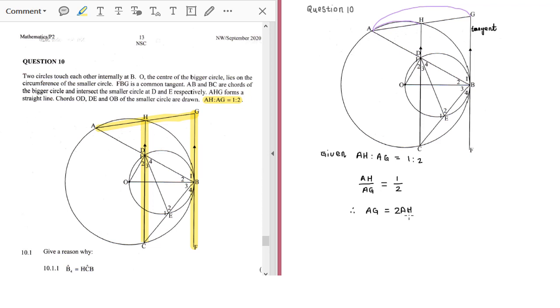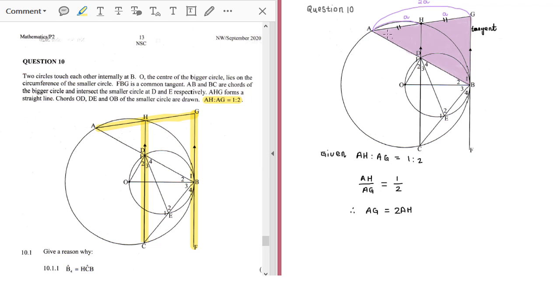AH. So what do we know now? We now know that if the full length AG is equal to twice just one of these lengths AH, it means that AH is equal to HG, which makes H the midpoint of that line segment AG. Now if you see over here, we also have a triangle ABG.